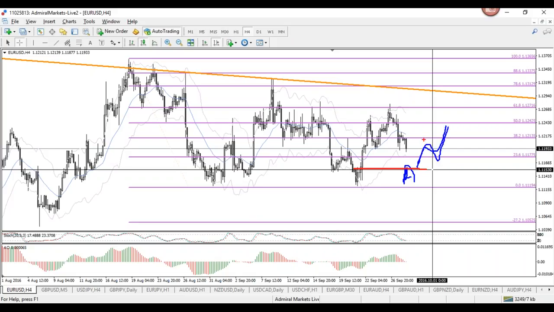I would wait for this to finish, and this to finish. What I'm most interested in is shorting it when the red C and the blue B are finished, because that's when I would expect the blue C to start, and I think that has the most potential there.